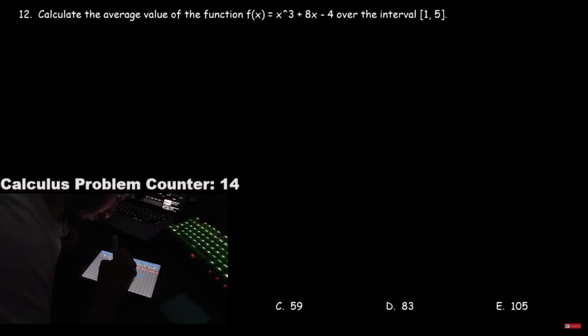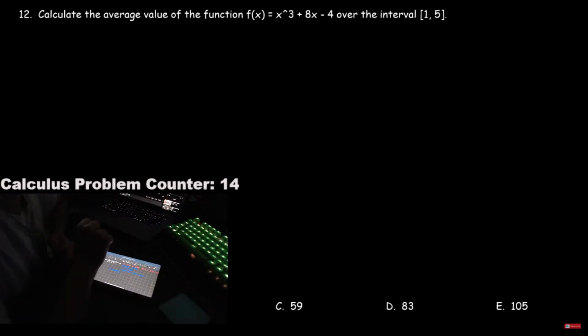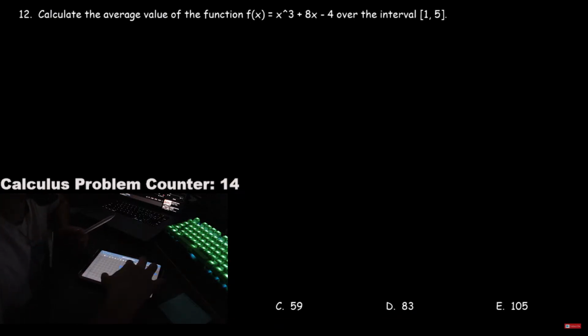Now let's move on to 12. Calculate the average value of the function f of x is equal to x cubed plus 8x minus 4 over the interval 1 to 5.